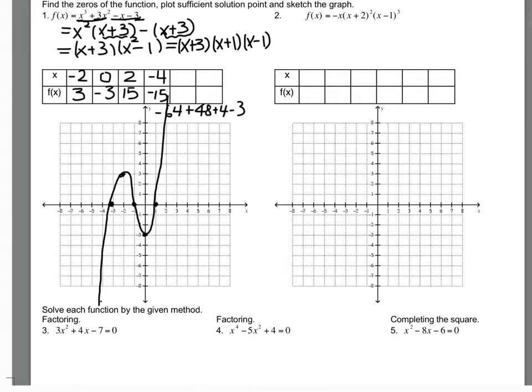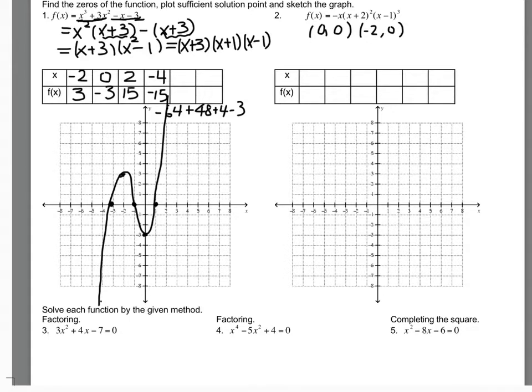Number 2, f of x equals negative x times x plus 2 squared times x minus 1 cubed. So this equation given to us is already in factored form. So we can go ahead and identify the x-intercepts, the zeros. So what are our zeros? We know that it's going to be 0, 0. When x equals 0, it'll definitely make the whole function equal to 0. When x equals negative 2, it'll make the function equal to 0 as well.